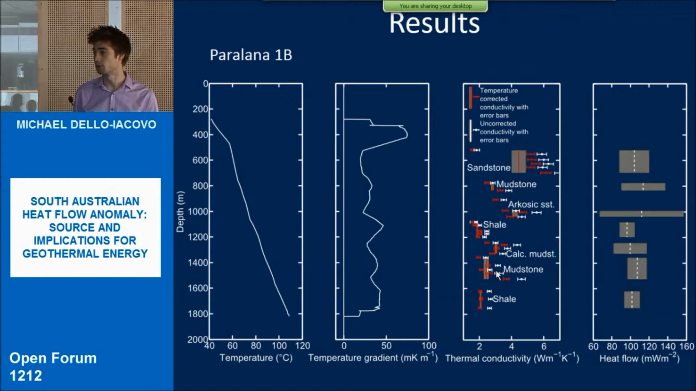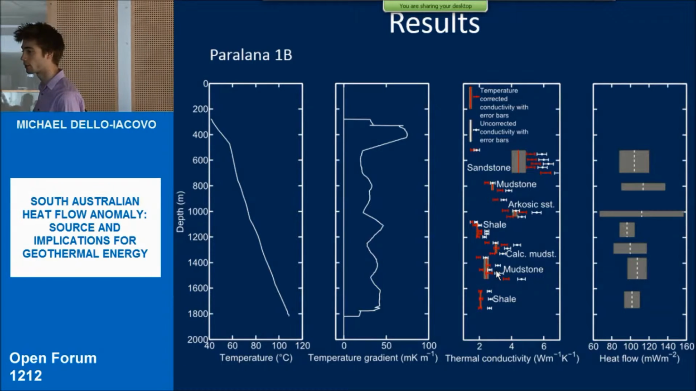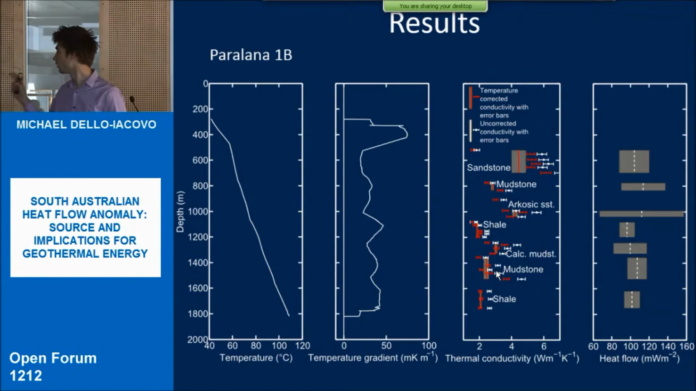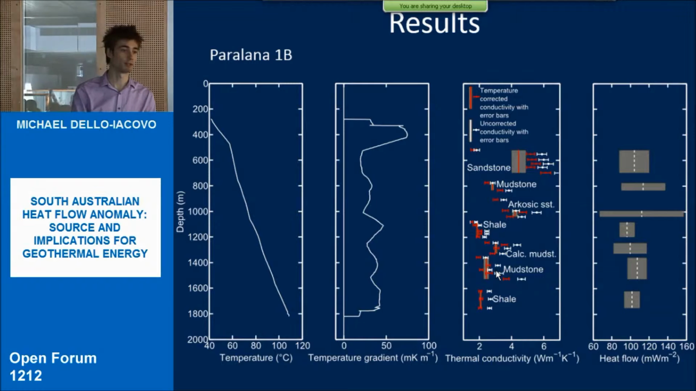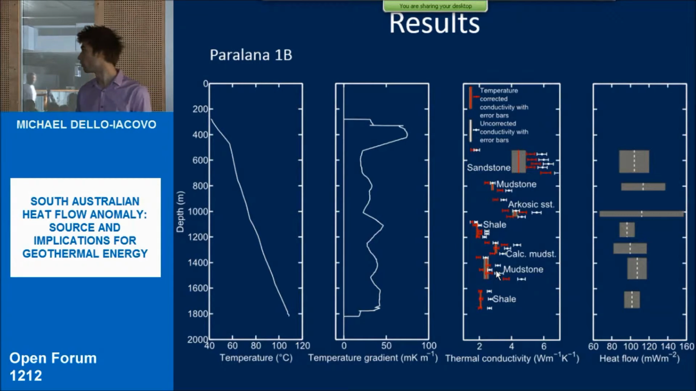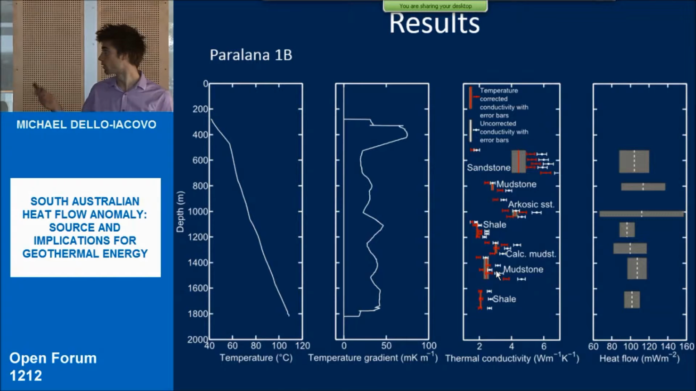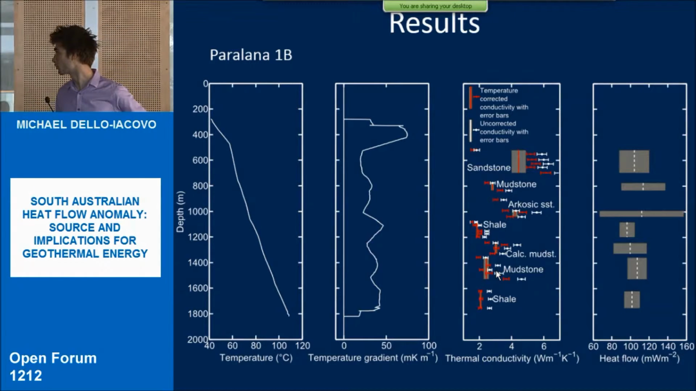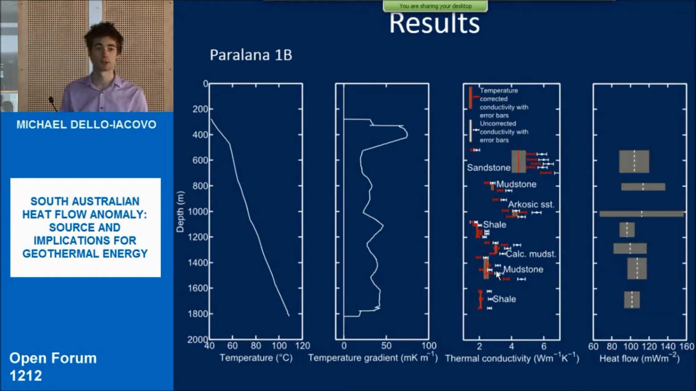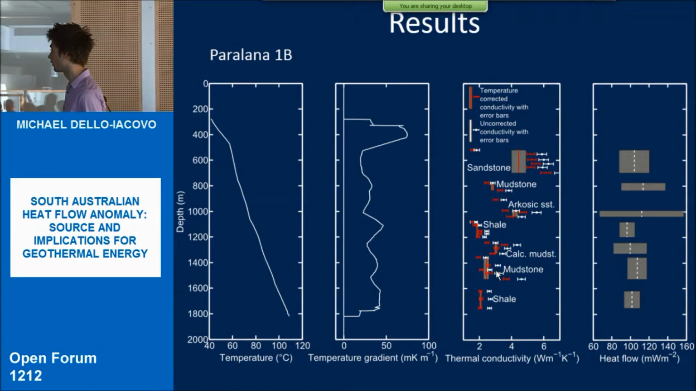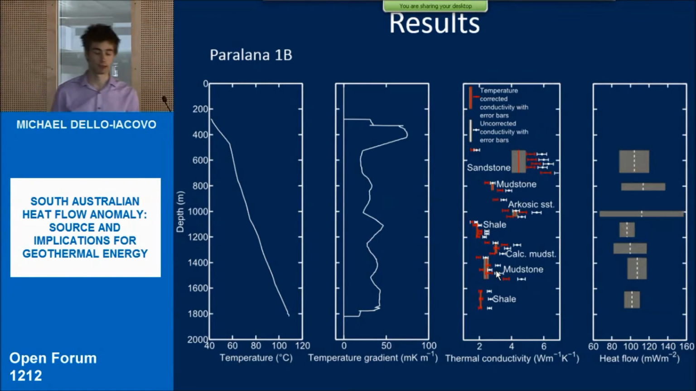These are the thermal conductivity measurements before the temperature correction has been applied, and the red measurements are after the temperature correction has been applied. So you can see once the correction has been applied, the thermal conductivity has been reduced. This is the in situ thermal conductivity. We've then taken the mean in situ thermal conductivity for each stratigraphic package, which gives us the red bar for each stratigraphy, and the grey box gives us our uncertainty for that package. We've then taken the mean thermal gradient and the thermal conductivity for each package, which gives us the heat flow for each package.